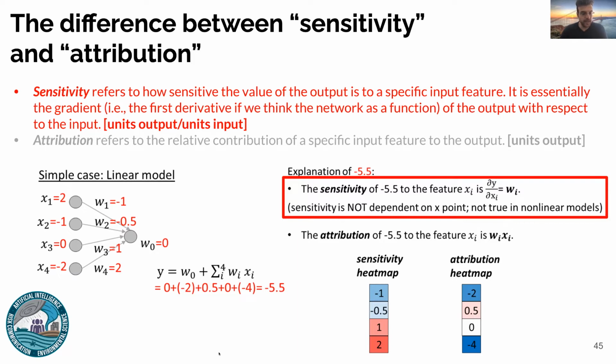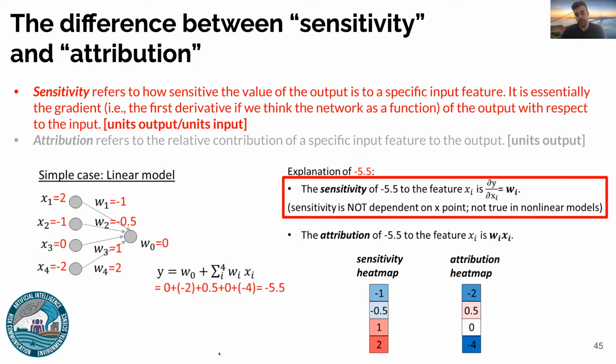So I have here a linear model, exactly because a linear model is so familiar to everyone, so that we can crystallize this difference between sensitivity and attribution. I have this linear model here with only four predictors. I have assigned values to the weights and the predictors. And based on these values, we get a prediction, a y value of minus 5.5.